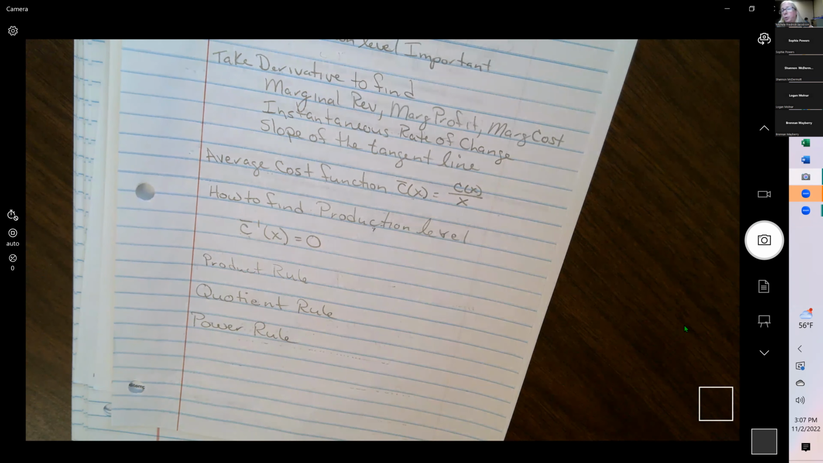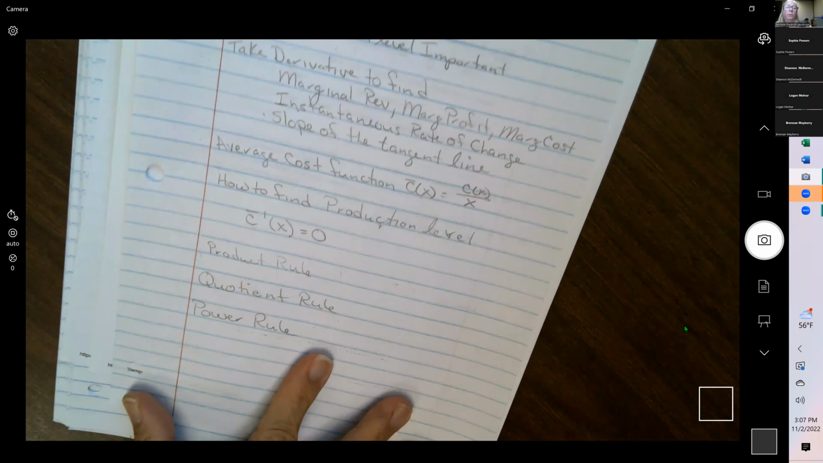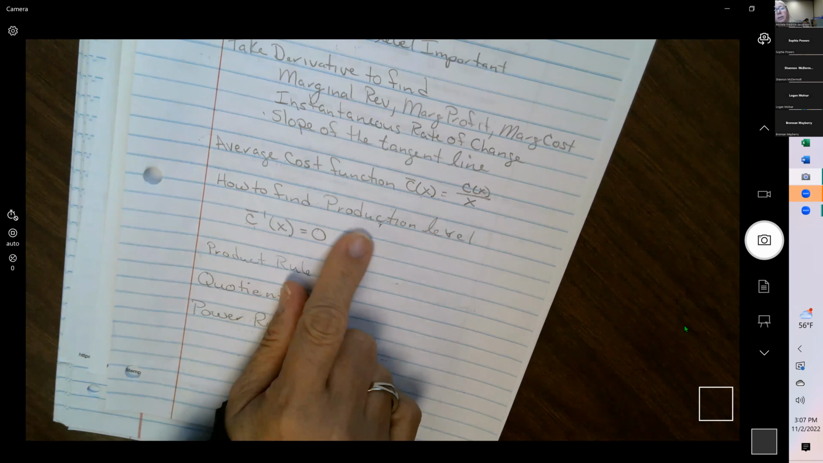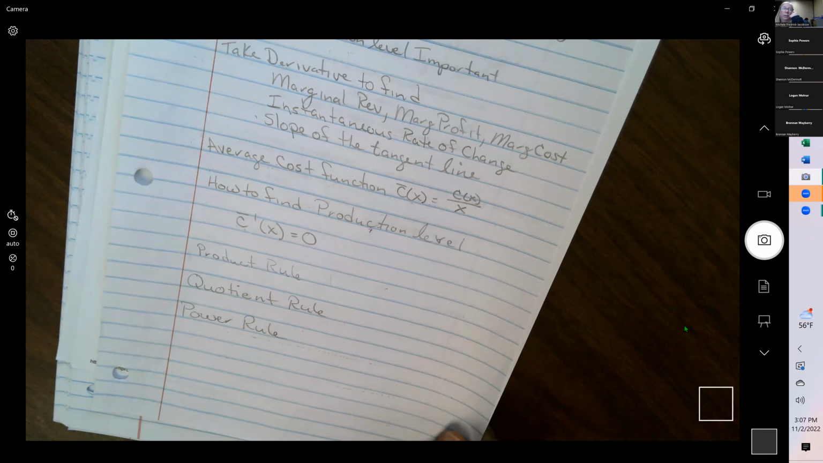So there's 2 problems where you need to explain. One is just this one, and then the other one is once you find the production level, you have to tell me what it is, what it means. Any questions on that?